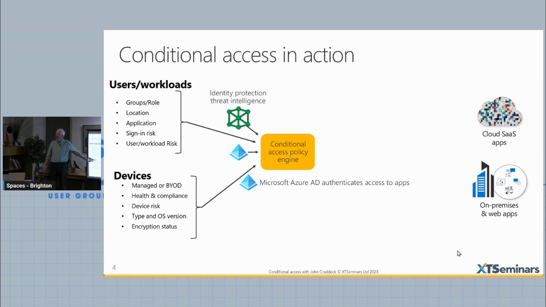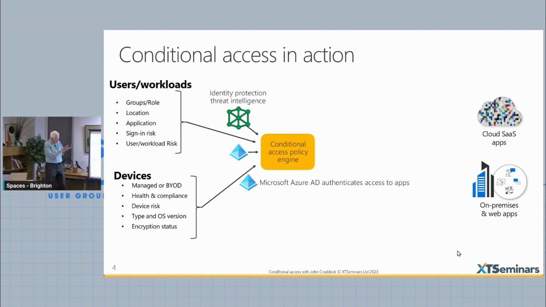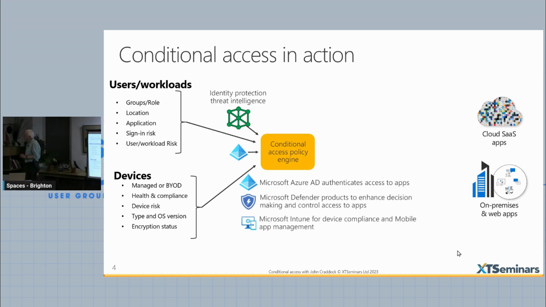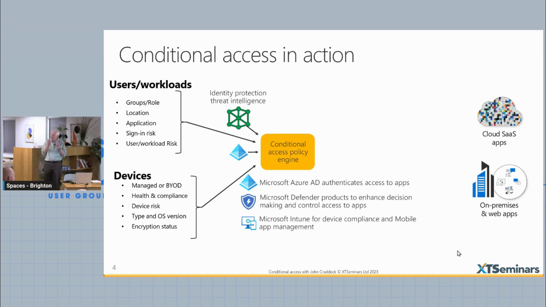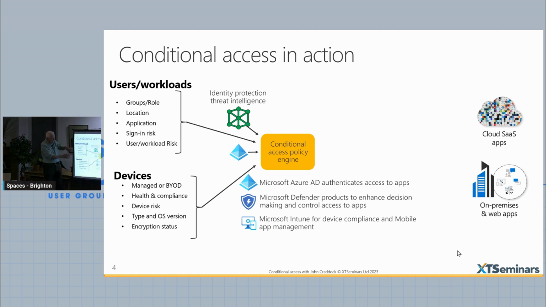Is it healthy and compliant, right? Is there a device risk associated with it? Type of operating system, and so on. We need to bring those in. And then, there are things that we could do, but in terms of health and compliance, how do we evaluate that? Well, we can evaluate it by bringing in things like Intune, and the Microsoft Defender products will all enhance the signals that are available to us. So we are getting as many signals from here as possible and feeding them into the conditional access policy engine.